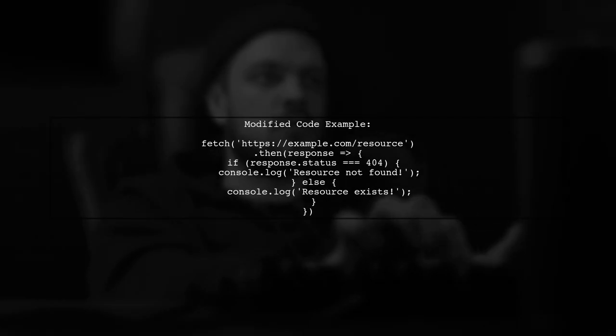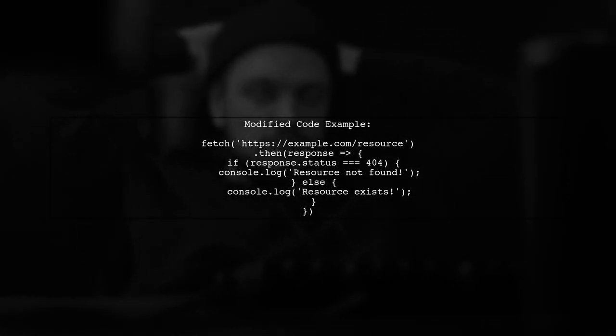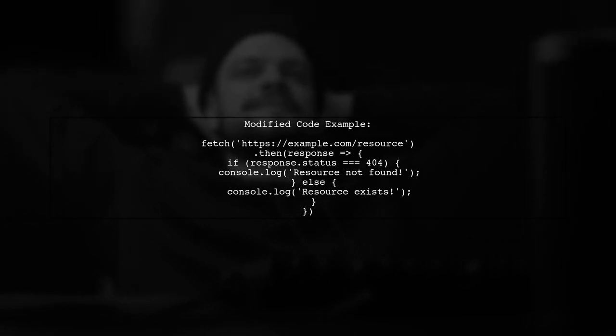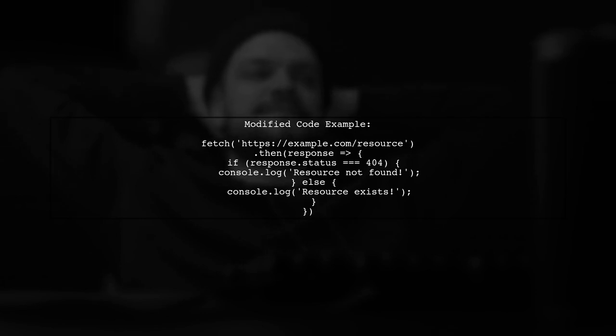To handle this situation effectively, you can check the response status directly in your then block. If the status is not 200, you can handle it accordingly. Here's how you can modify your code. Instead of relying on the catch block, add a condition to check for the 404 status. By implementing this check, you can ensure that your application handles 404 errors gracefully, regardless of the browser being used.